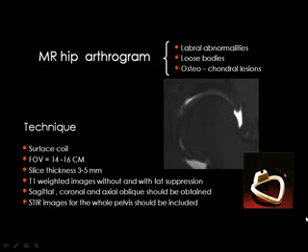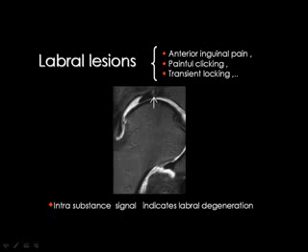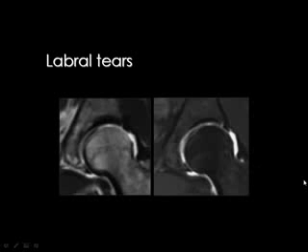Use T1 fat suppressed images, and you perform sagittal and coronal and maybe axial oblique images to assess the integrity of the labrum. Then the normal labrum will appear as a triangle of low signal intensity, and you can see the superior labrum here, and you can see the inferior labrum in this area. This arrow points to a signal abnormality at the base of the labrum, which is indicative of labral degeneration.